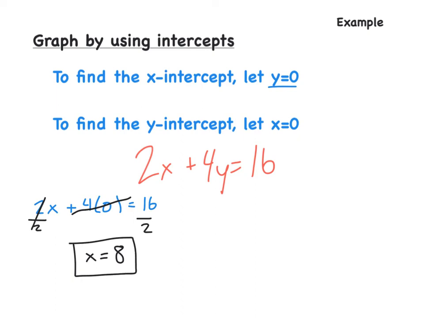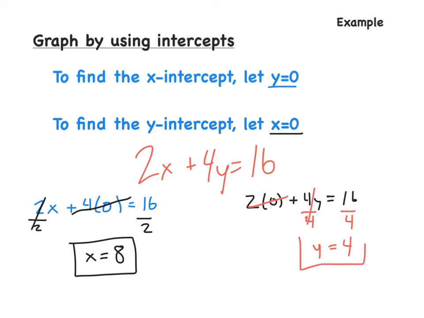Now to find the y-intercept, they want x to equal 0. Let x equal 0. So let's rewrite this: 2 times 0 plus 4y is equal to 16. 2 times 0 is 0, so that cancels out. Now we have 4y is equal to 16. The opposite of multiplication is division. Divide by 4. So y is equal to 4.